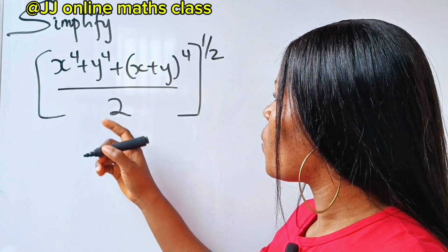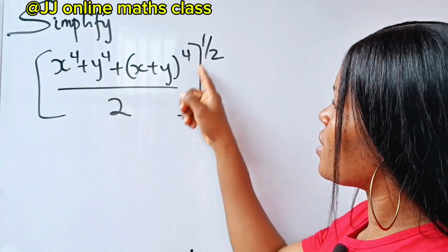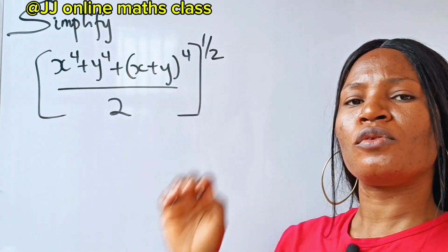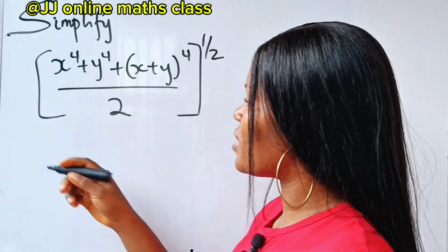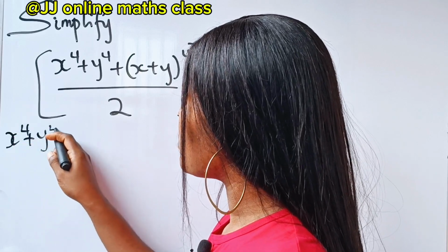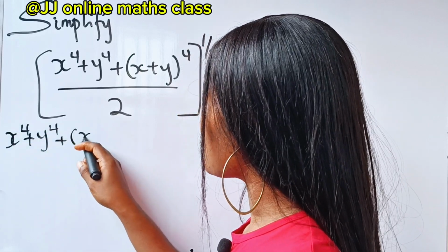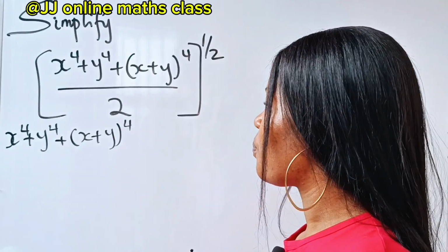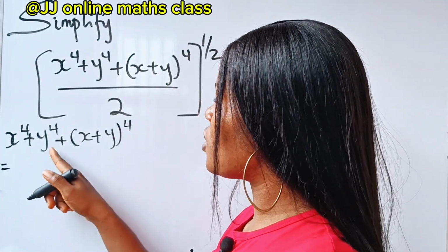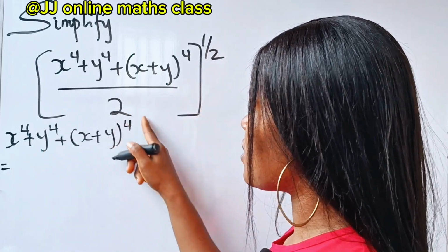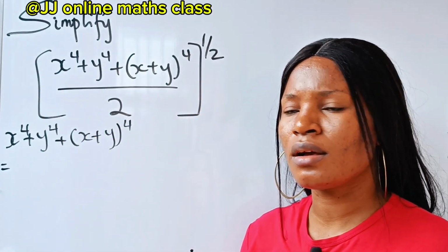Okay, so we are going to concentrate on this. Just leave the whole of this and just concentrate on the numerator. Now, the numerator says that x to the power of 4 plus y to the power of 4 plus (x plus y) raised to the power of 4. This is our numerator. Now, let's just leave x to the power of 4 plus y to the power of 4 and concentrate on this first, because this is the main thing, okay?